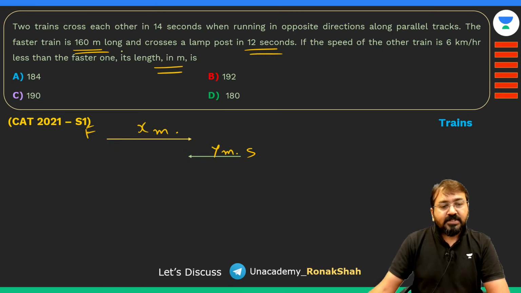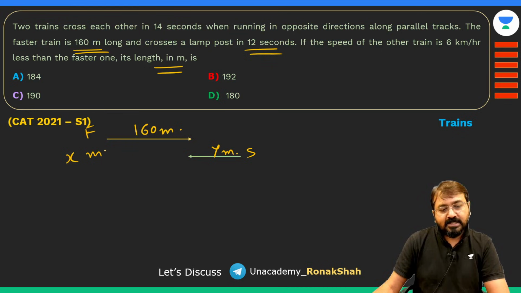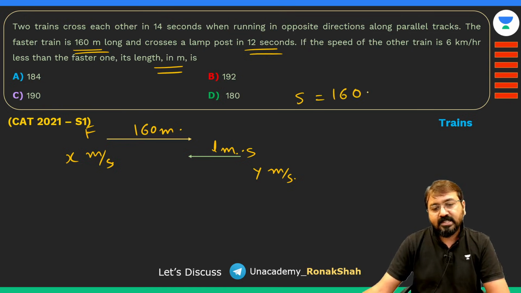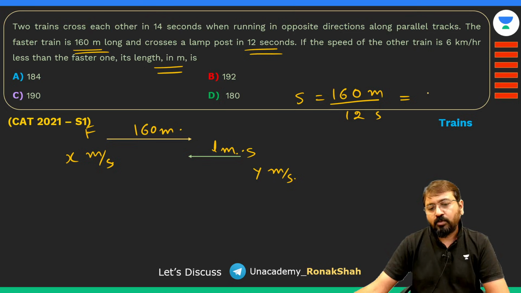Now see, the faster train is, of course, we know it's 160 meter. So speed is x meter per second. And let's take this speed as y meter per second. We don't know. Right. And this length has L meter. So we need to find out value of L. Now the faster train crosses the lamppost in 12 seconds. So can I say speed of the faster train is 160 meter upon 12 seconds? So this will come out to be what? 40 by 3 meter per second.